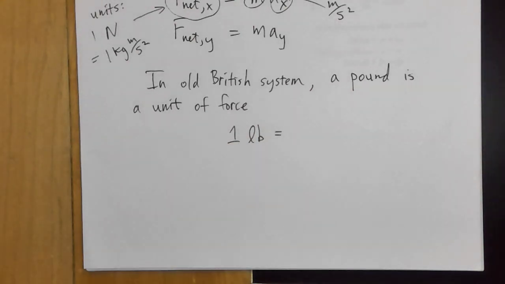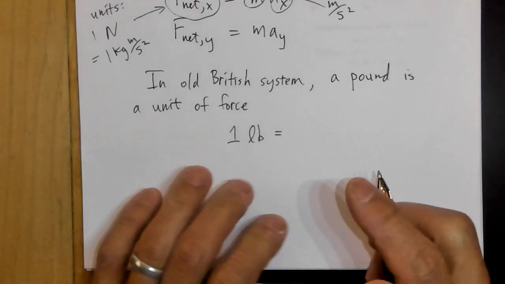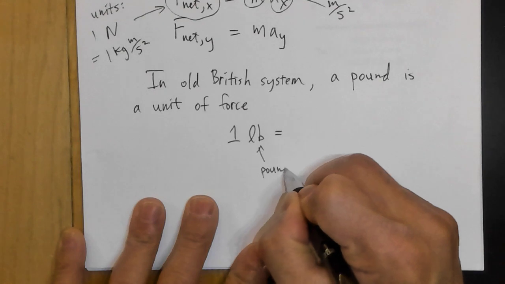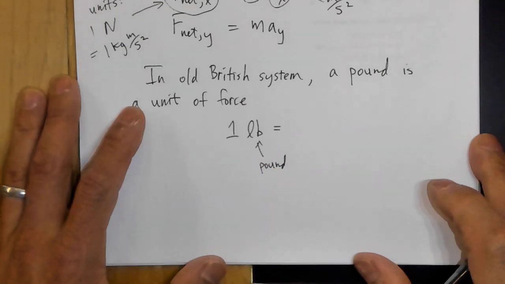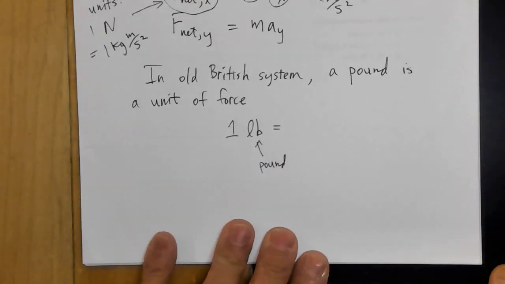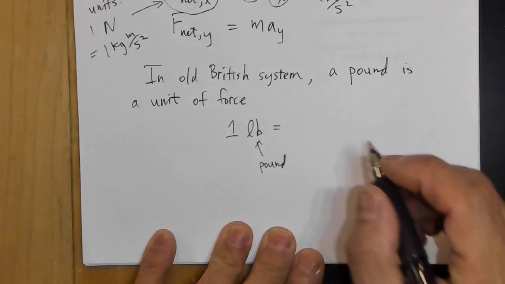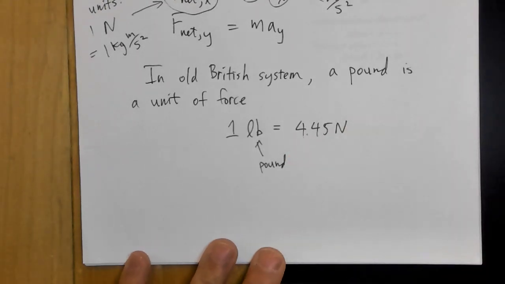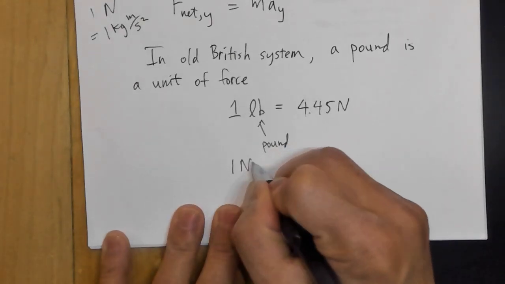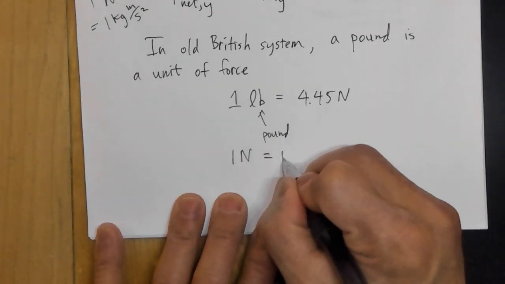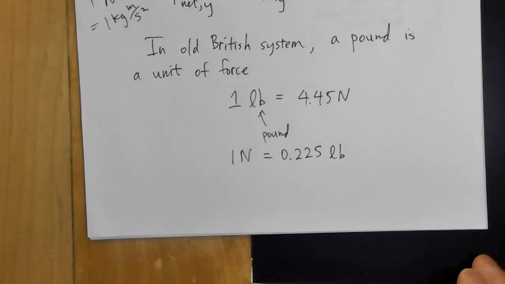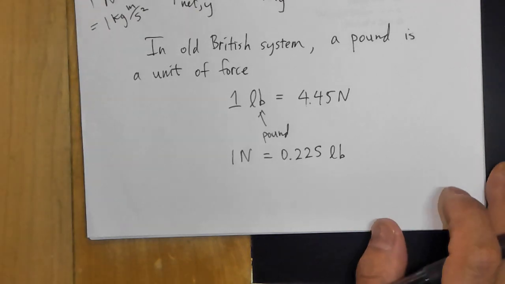It's a funny symbol for pound, lb. It comes from the Latin word, and there's a complicated story behind that. But it's about 4.45 newtons. If you wanted to convert it the other way, 1 newton is about 0.225 pounds. Any questions about this so far?